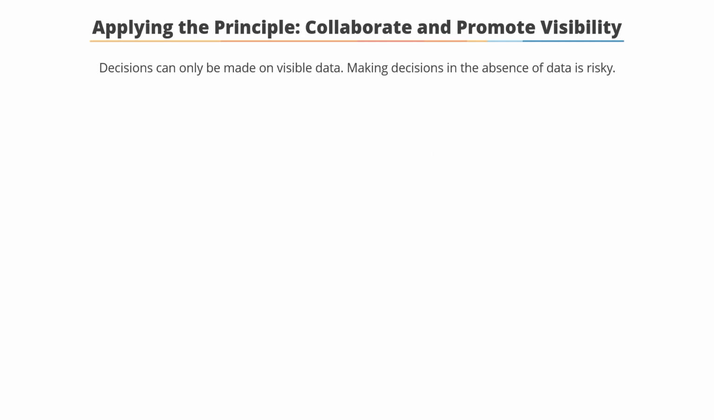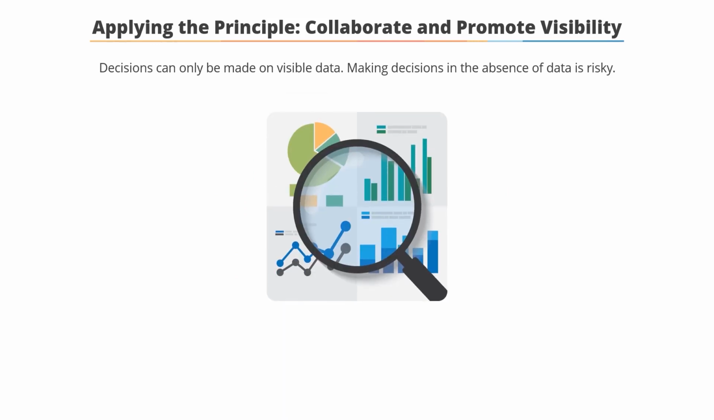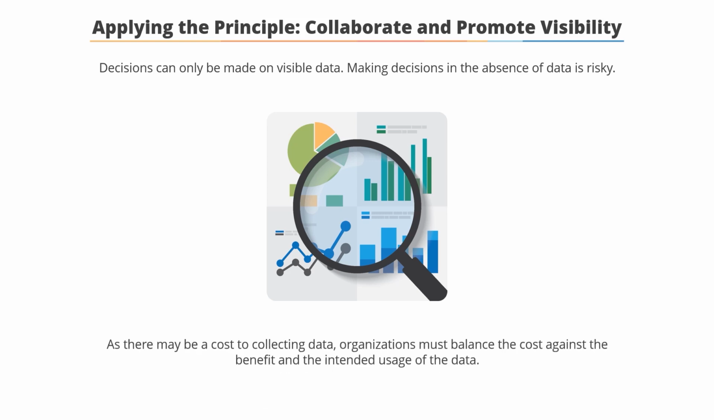Decisions can only be made on visible data. Making decisions in the absence of data is risky. Decisions should be made about what data is needed, and therefore what work needs to be made visible. There may be a cost to collecting data, and the organization must balance that cost against the benefit and intended usage of the data.